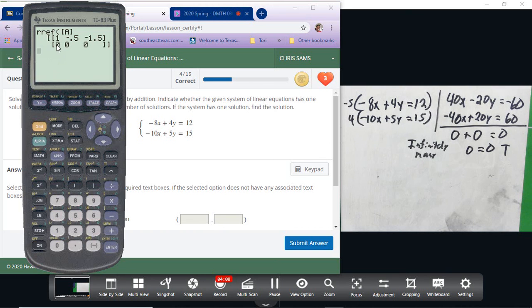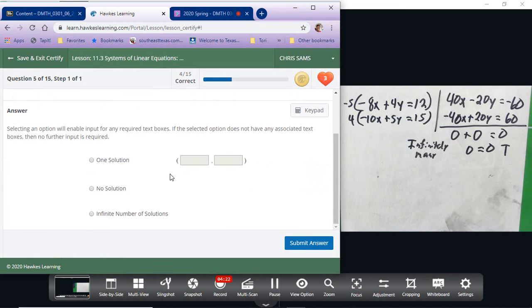Okay, but anyway, what you're going to notice is one row completely zeros. That's the big standout. Just like we got here, everything zeroed out. So if you see one row of all zeros, that's going to be infinitely many solutions. Okay, so that's how it looks in the calculator. So we're going to say infinite number of solutions.